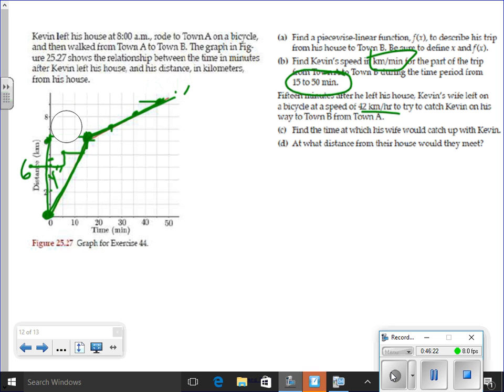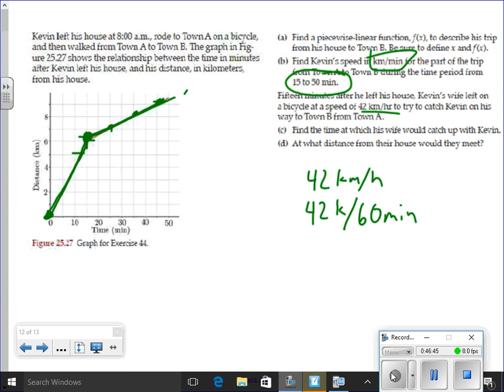I already saw this mess. Let's look at what Kevin's wife would be doing. 42 kilometers per hour is the same as 42 kilometers in 60 minutes. So if she stayed at that speed, then in 60 minutes, well, 60 is off the page, so if we reduce this, that would be 21 kilometers, everything will stay proportional, in 30 minutes.